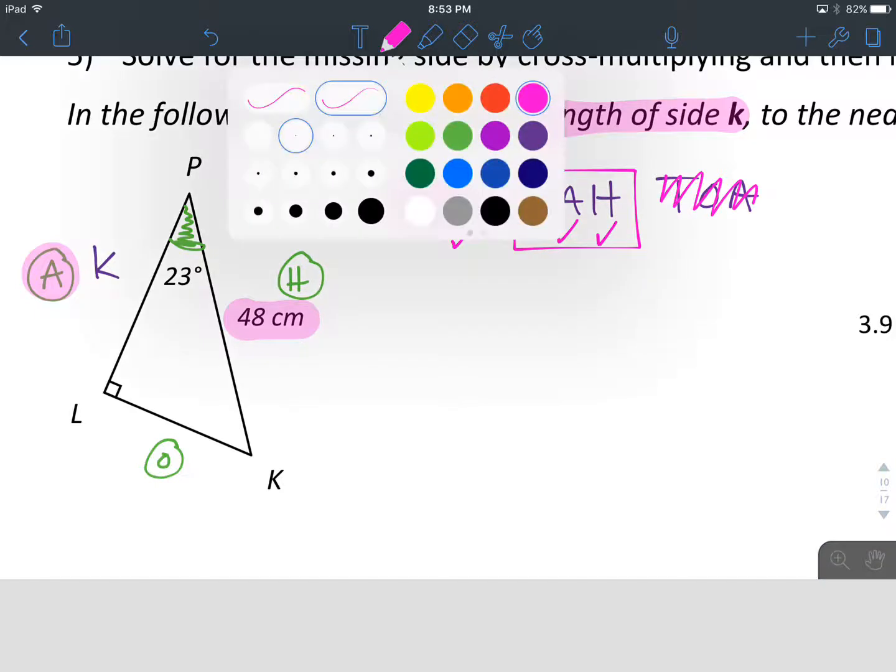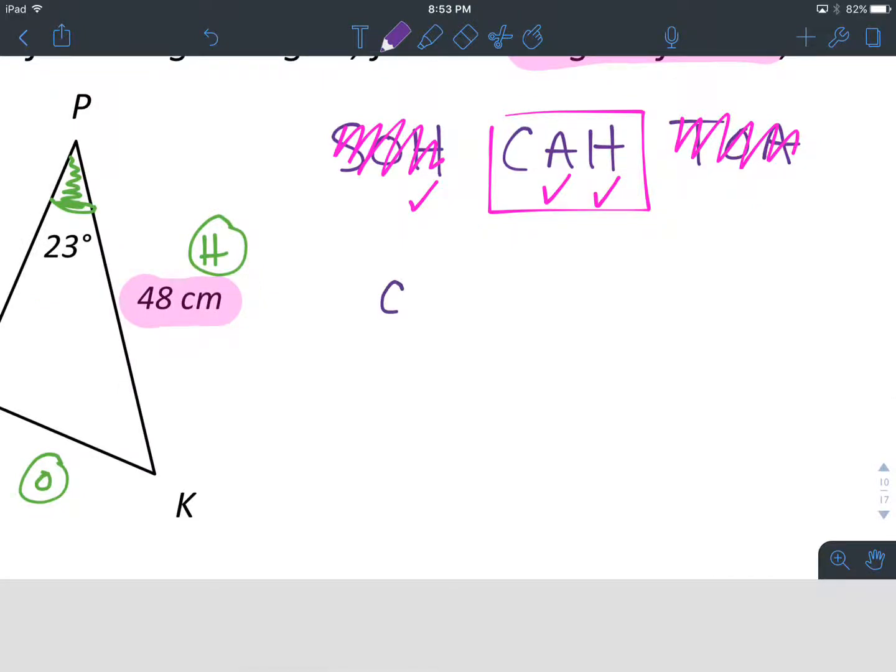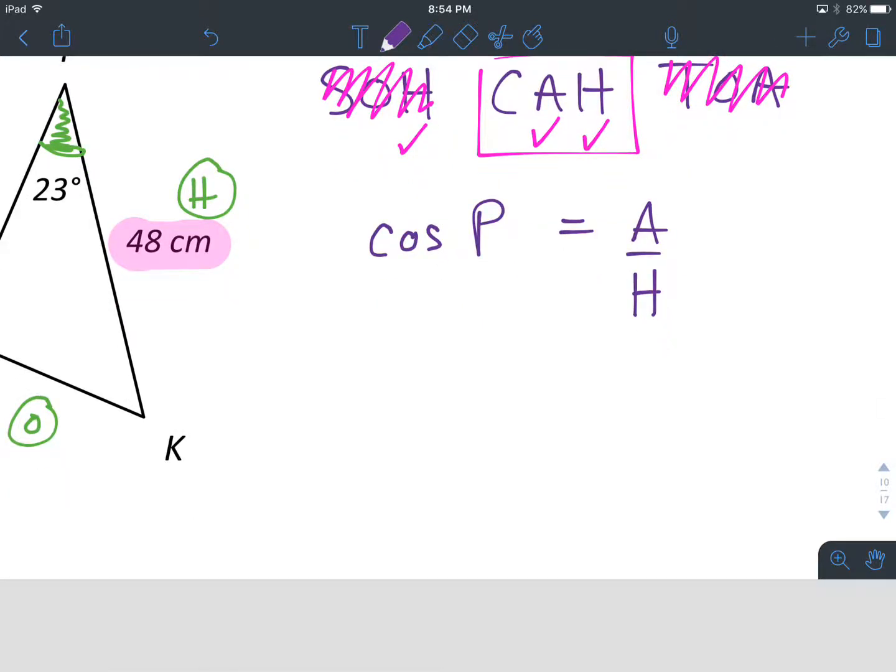So I'm going to write out a bare bones version of the cosine ratio. So that's going to be the cos of 23 degrees is equal to the adjacent side over the hypotenuse. Now I'm going to start to fill in some of the information that I know. Actually, you know what? I'm going to erase that 23 degrees. Let's call it what it is, which is cos of angle P at the moment. Now let's start to fill in information that we've got. So the cos of 23 degrees is equal to the adjacent side, which I don't know, over my hypotenuse, which I do know is 48.